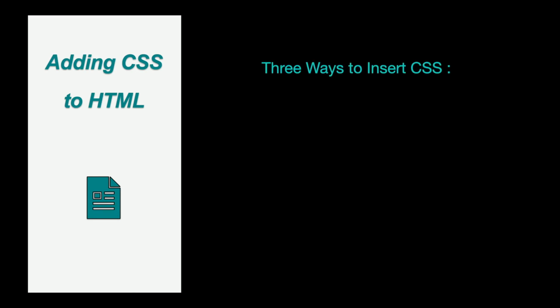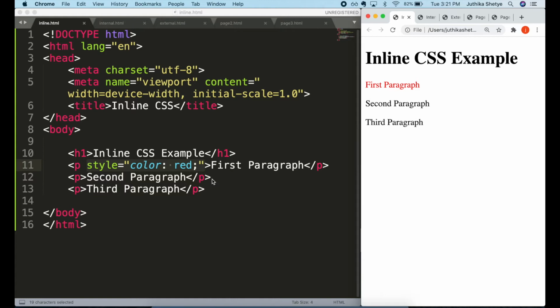There are three different ways of inserting a style sheet to the HTML: inline, internal, and external. The inline method is the one which we saw earlier. It uses a style attribute which is added to the opening HTML tag of an element. It is mostly used to apply a unique style for a single element. So in this case, only this paragraph is going to turn red.